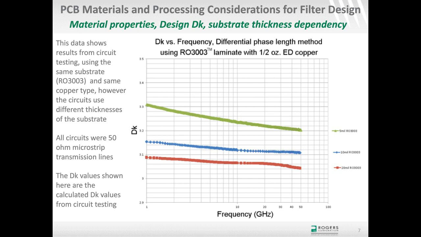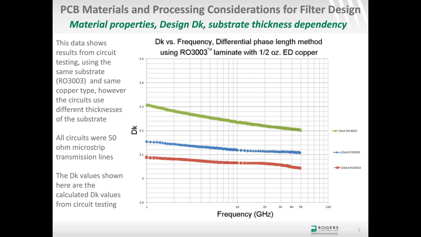So the green curve is the circuits made on the thin 5 mil laminate. Blue curve is a little thicker circuits, 10 mils thick substrate, 20 mils thick is the red curve. And if we made something even thicker, about 50 mils thick, then that curve should line up pretty closely to the number of 3.0, because that is the intrinsic dielectric constant of this material. And once the copper is far enough apart, in the case of a thicker laminate, then that's really what you're detecting for the design Dk.